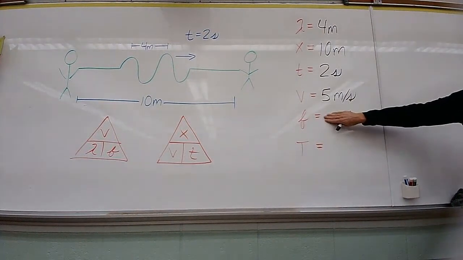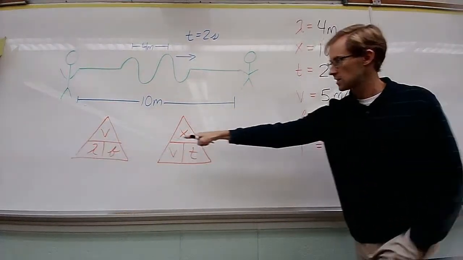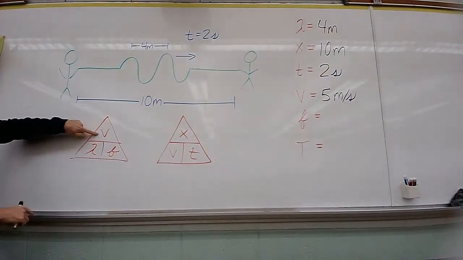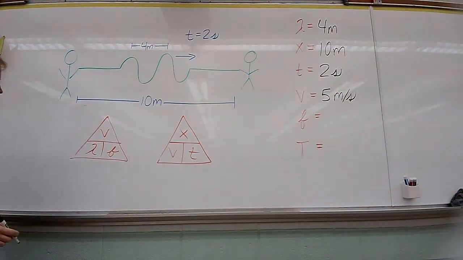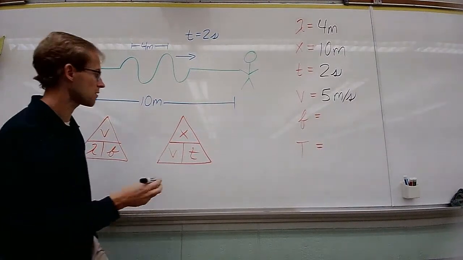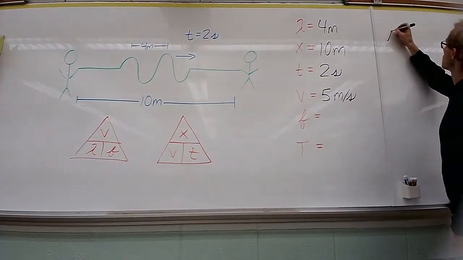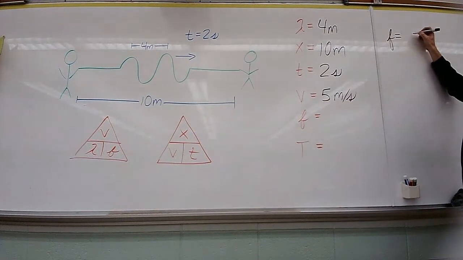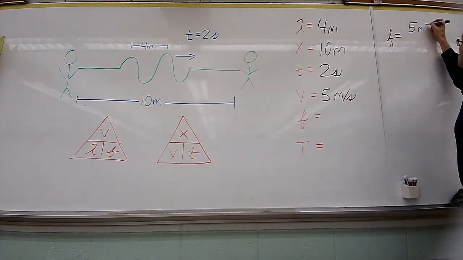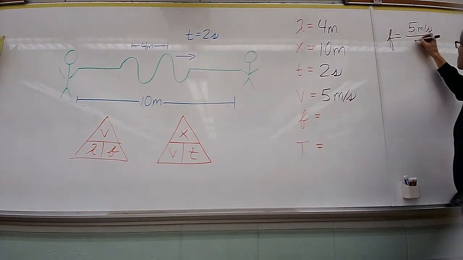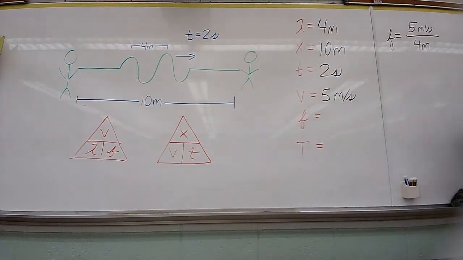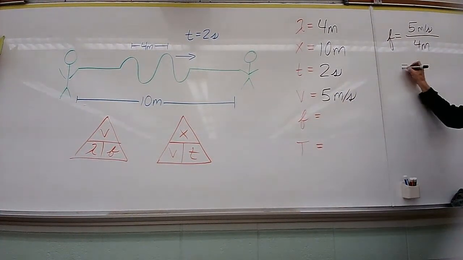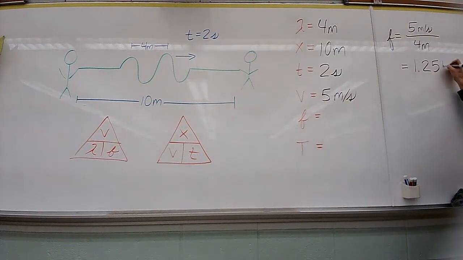So now I'm going to solve for frequency. Frequency is down here. I have my speed. I have my wavelength. So I can just use those numbers to calculate the frequency. It's wave speed divided by wavelength. So when you go ahead and calculate this number, you're going to end up with 1.25. And again, the units on frequency are hertz.